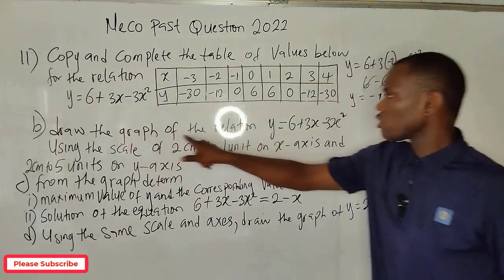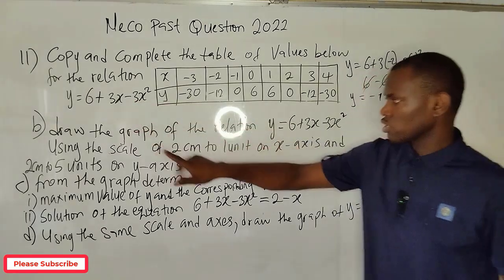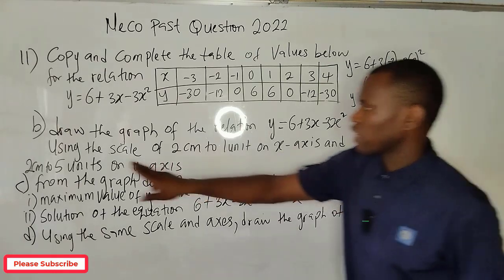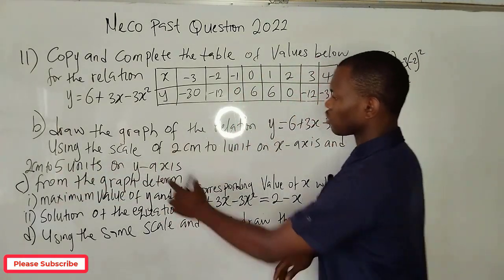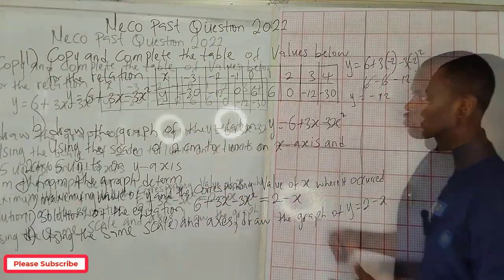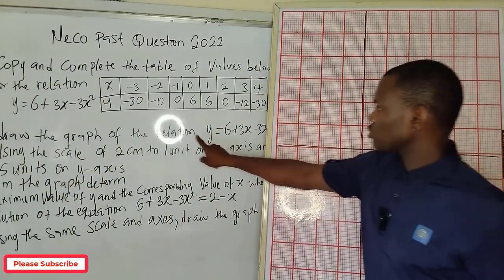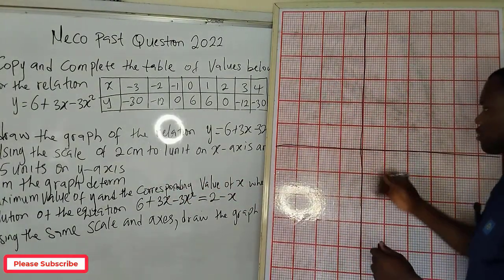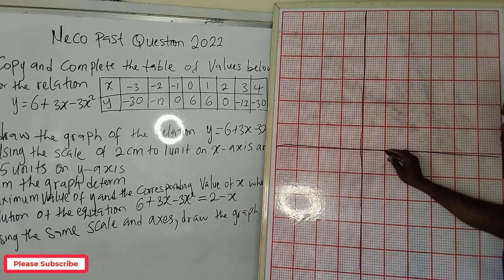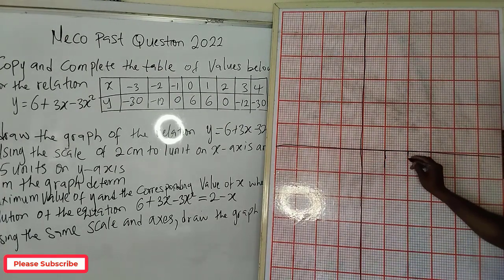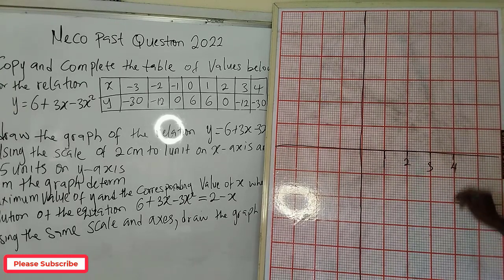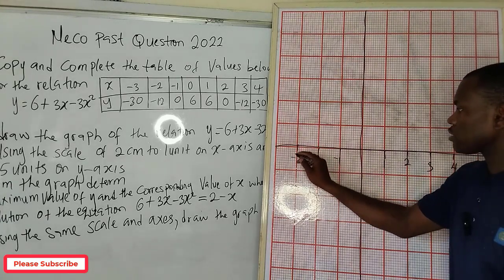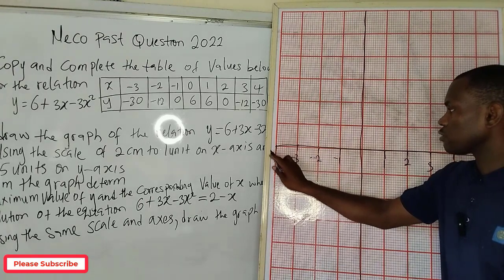We are asked to plot the graph of the relation, this function that was given to us, using the scale 2 cm to represent 1 unit on the x-axis, and then 2 cm to represent 5 shillings on the y-axis. Let's plot the graph. We are going to use 2 cm to 1 unit on the x-axis. So this is my x-axis. We are using 1 unit. So this is 1 unit, 2, 3, and 4. And then here we will have -1, -2, -3, and then -4.